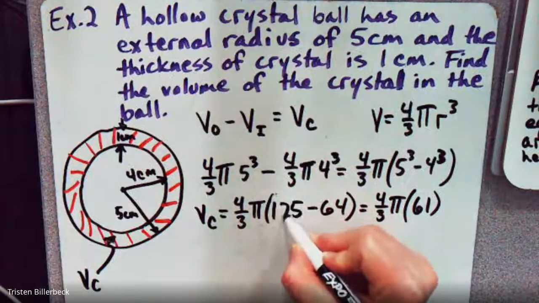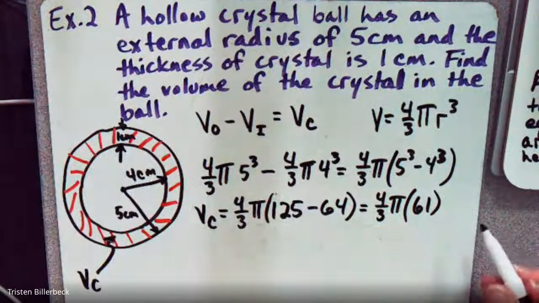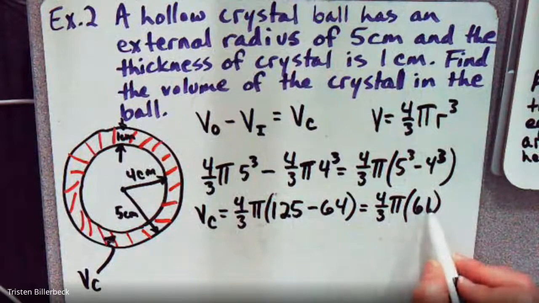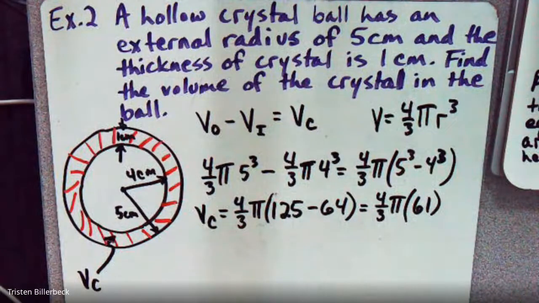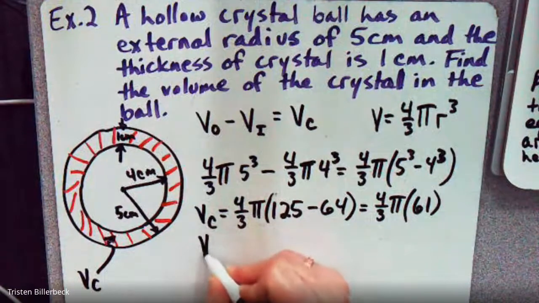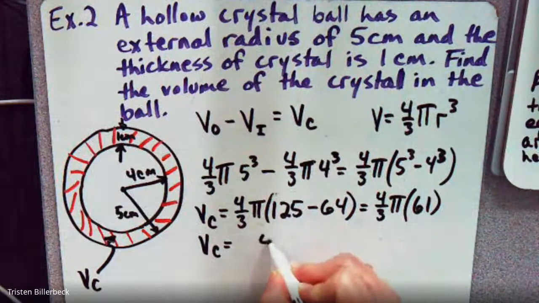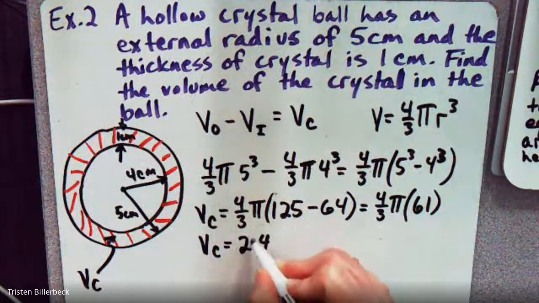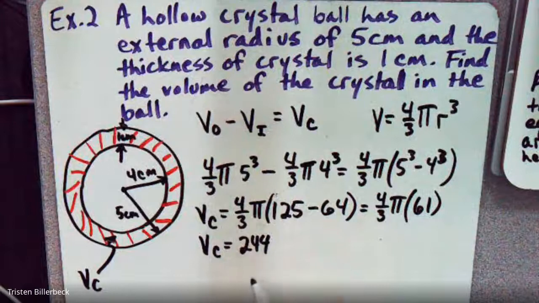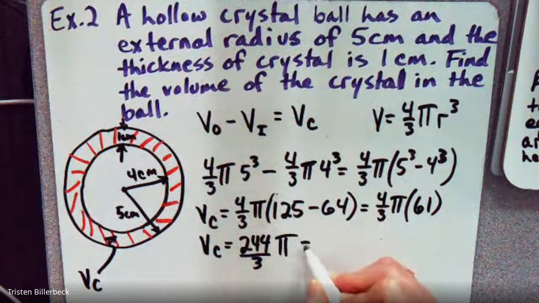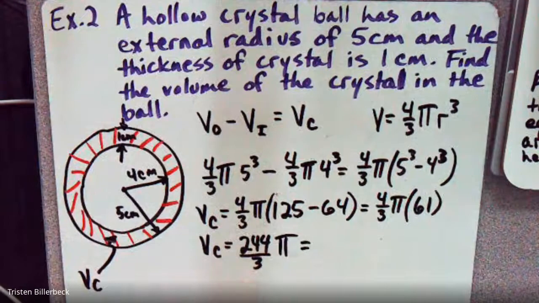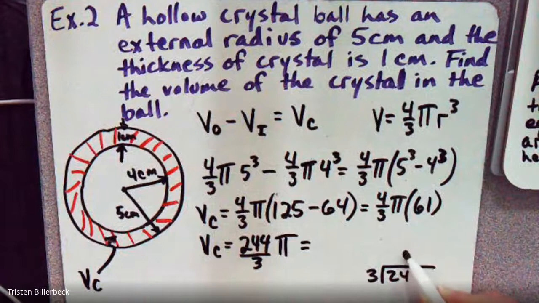All right, so let's do it anyway. We are going to multiply 4 times 61, so the volume of the crystal, and that's 4 times 1 is 4, and then we have 24, and then we are going to divide by 3 still, and we have pi. So when we divide by 3, we can do it using long division: 24 divided by 3, we have 8 here.